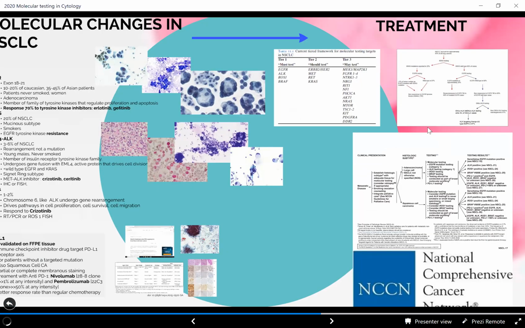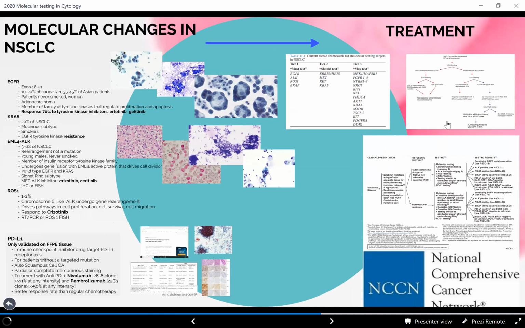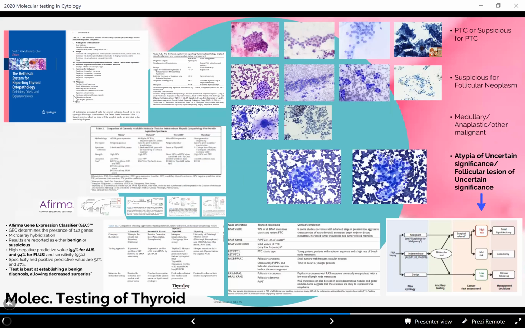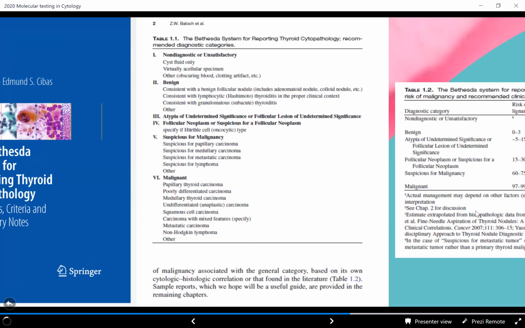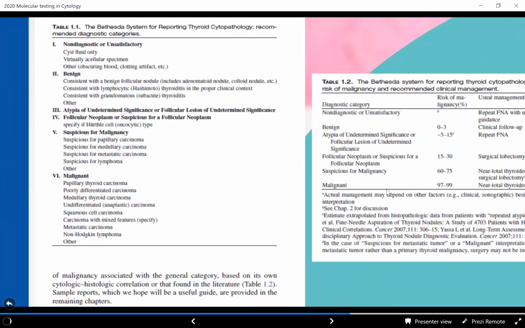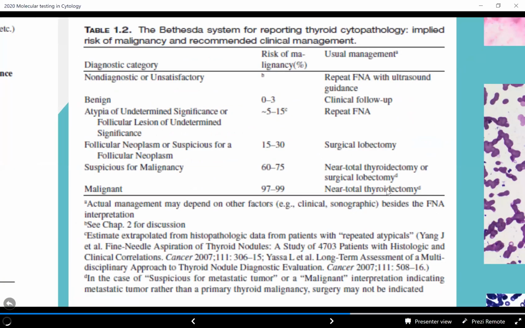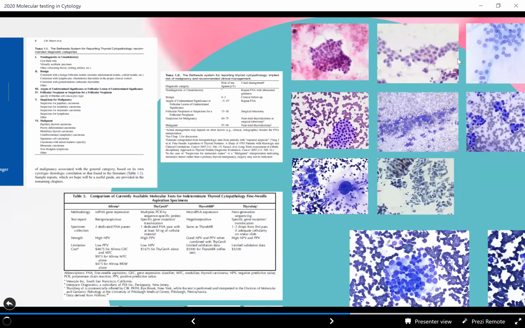Thyroid. So thyroid has become quite well known, because it also has a Bethesda system for reporting the different levels. And each one of these categories, to an extent, could correspond potentially to a molecular change. Depending on which type of level it is, you would do molecular testing. So depending on what it is, there's a number of different companies.